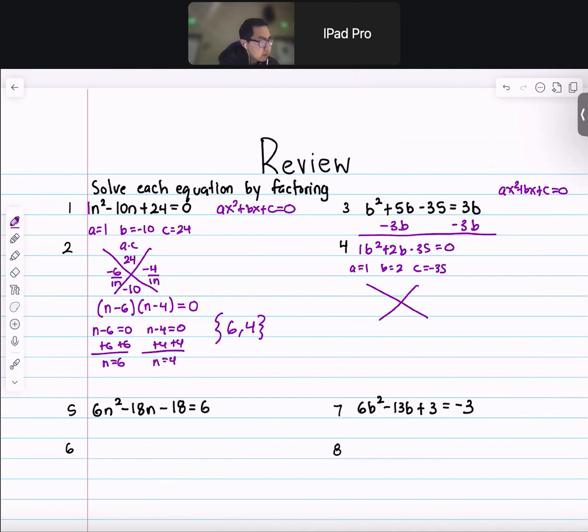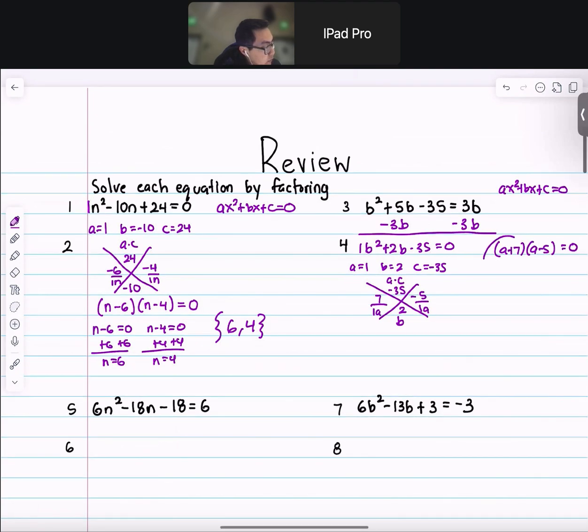So a times c up top, b on the bottom. So 1 times -35 is -35. On the bottom it is 2, right? What two numbers multiply to the top and when added give you the bottom? That is 7 and -5. And remember, we divide by the a value and put the variable, right? So our factors are going to be a plus 7 and a minus 5 equal to 0. So this is the answer for question number 3, you guys.